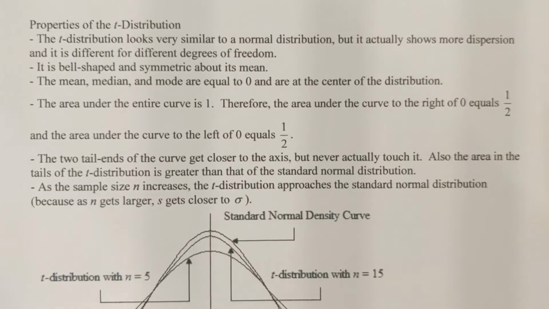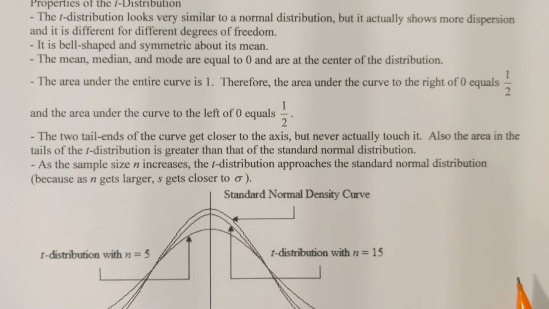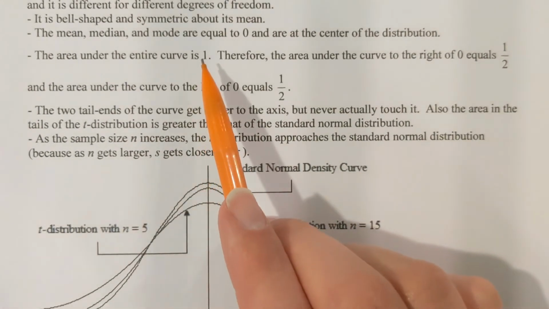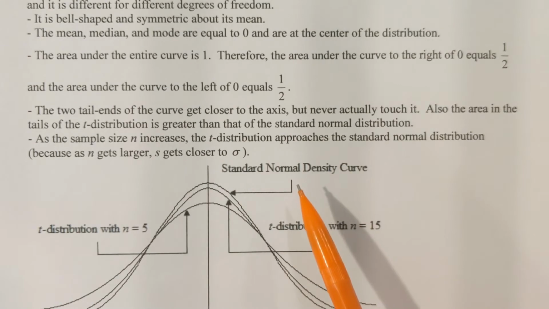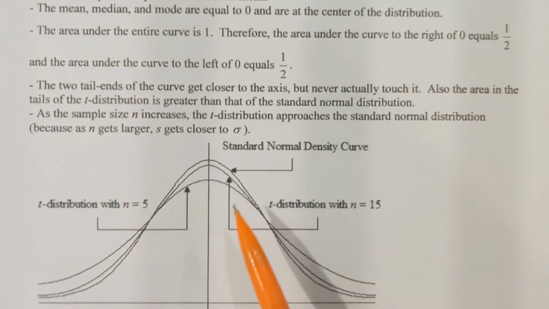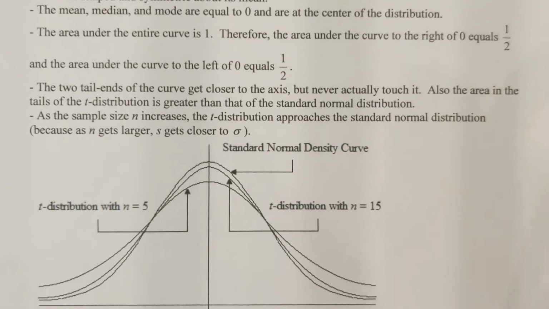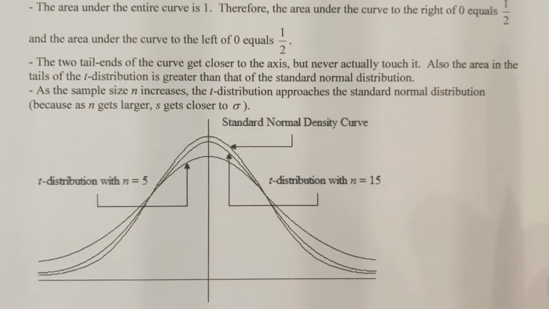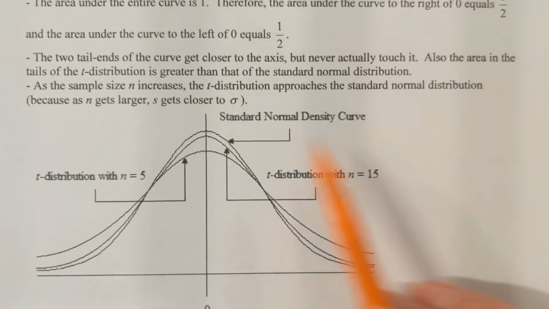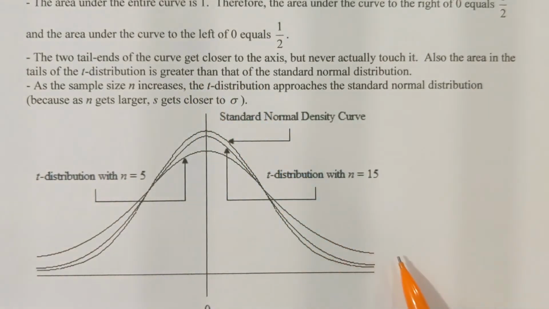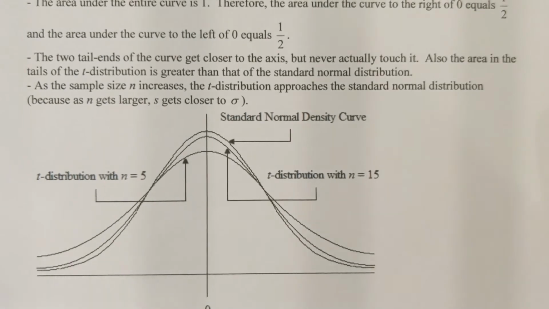But the 0 is going to be at the center of the distribution there, and the area under the entire curve has to be 1, just like with the normal distribution, okay. The mean is in the center, so the area to the right of the mean is 1/2. The area to the left of the mean is 1/2. So these are all properties that are very similar to what we've already talked about. The 2 tail ends of the curve get closer to the x-axis, but they'll never touch the axis.